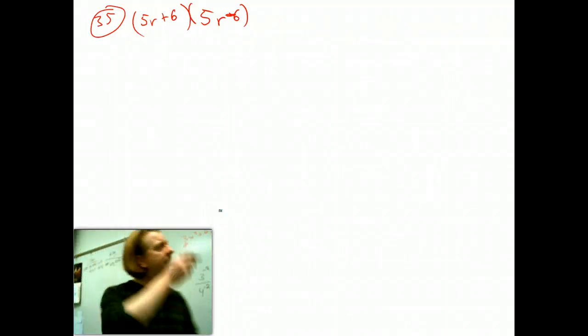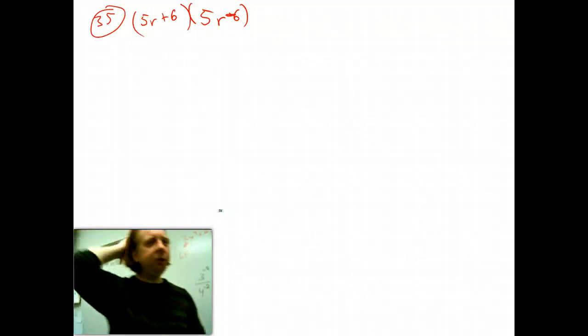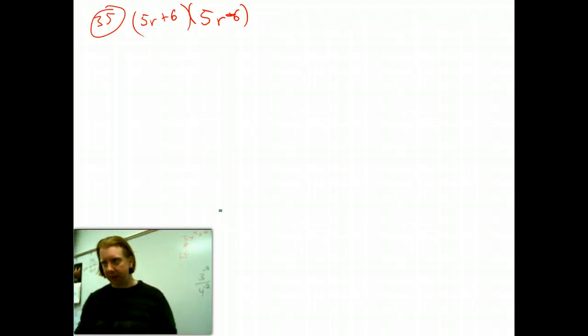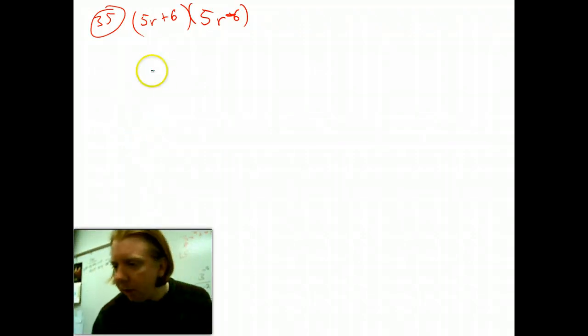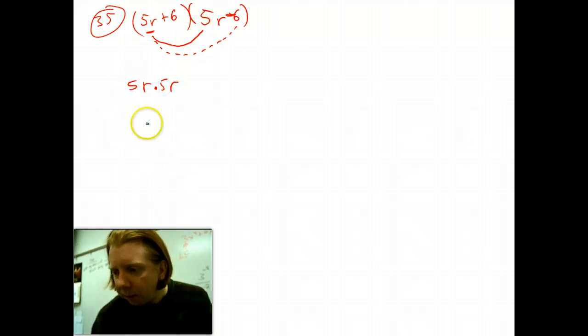This is a good example of one of the special products we talked about. So you either do it by brute force or you remember the trick. So when I look at this problem, if I do it by brute force, that would be the distributive property, where I'm going to take the first term, which is 5r, and multiply it by 5r. So 5r times 5r becomes 25r squared.